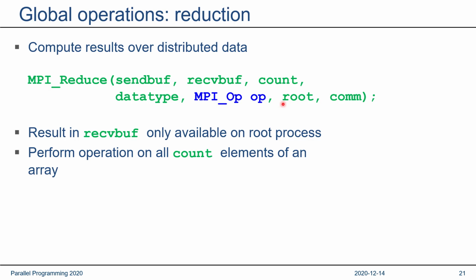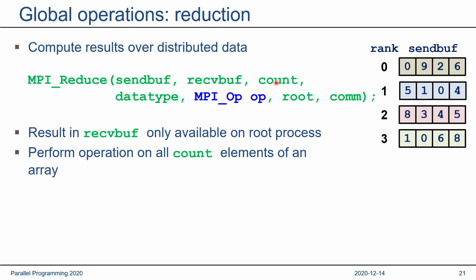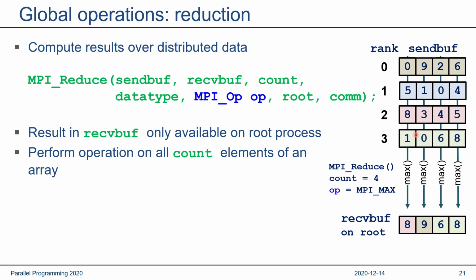So the operation is encoded in this operator, and is performed on all count elements of an array. That's what it looks like. In this case, we have 4 ranks. Each has a local buffer, a send buffer, and the count would be 4. We call MPI_Reduce with a count of 4, and in this case, an operator of MPI_MAX. I'll come to the options we have for this operator in a little bit.